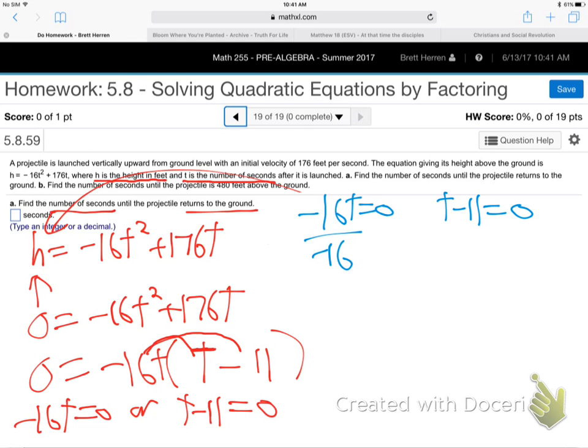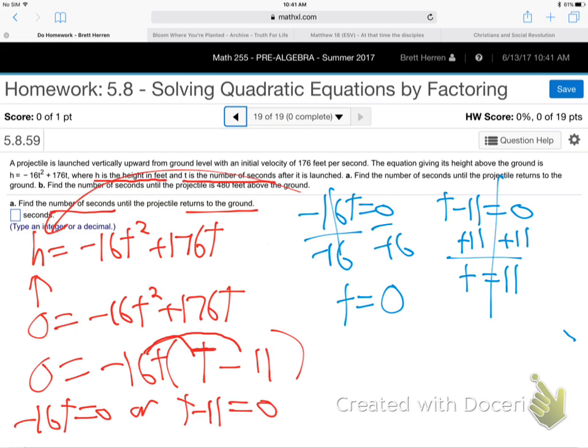This would be divide, right? Because that's minus 16 is multiplied. What's 0 in the top of a fraction? 0. And then the other one? Add 11. Remember, it's just always opposite sign. Getting the hang of those. Those ones are always opposite sign. So we got two answers. 0 and 11.